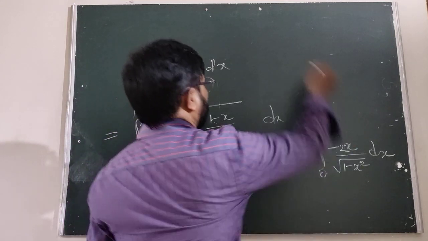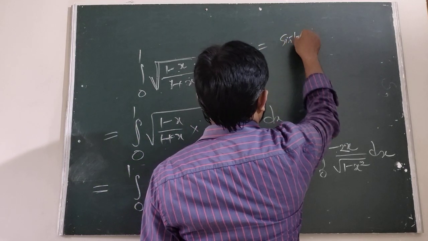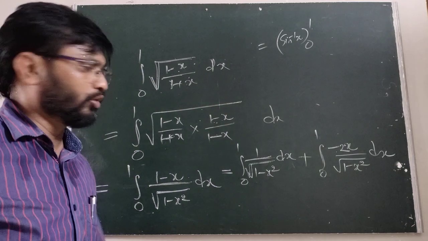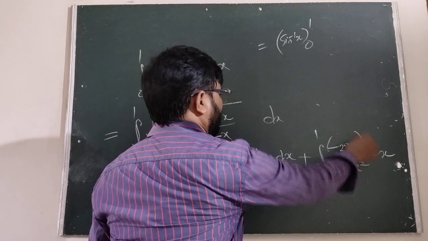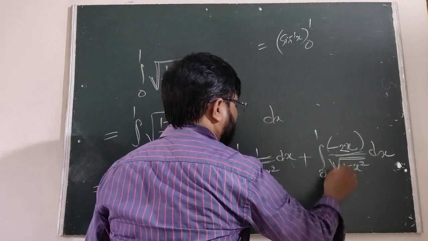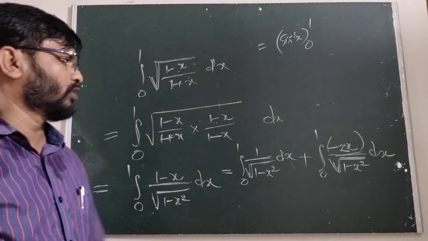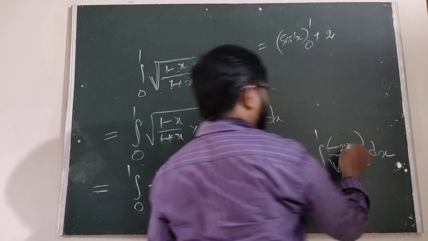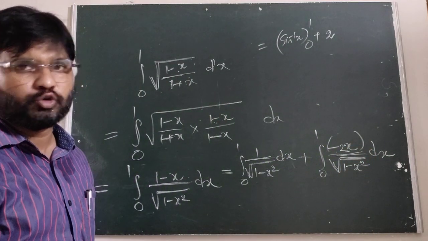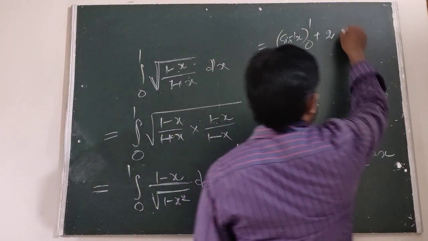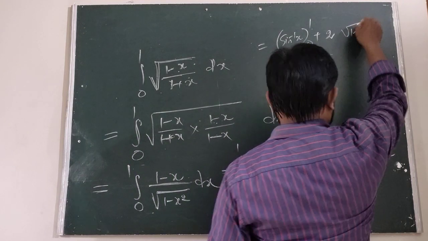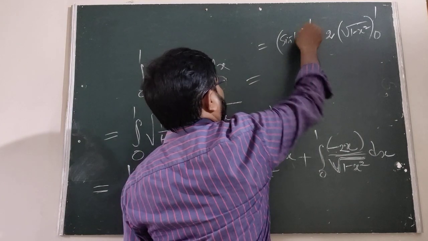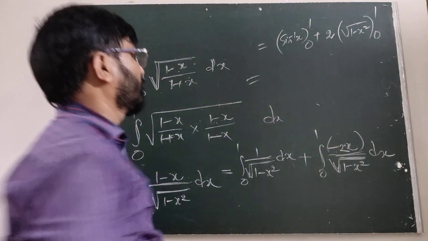This is sine inverse of x. The limits are 0 to 1. The f dash of x by root f of x is 2 root of f of x, so that is 2 into root of 1 minus x square. The limits are 0 to 1. Now put x equal to 1.